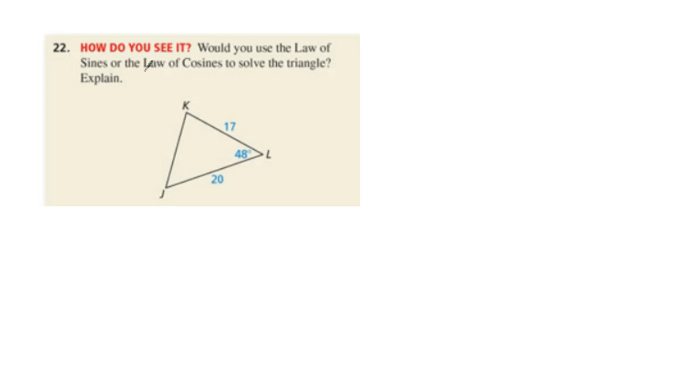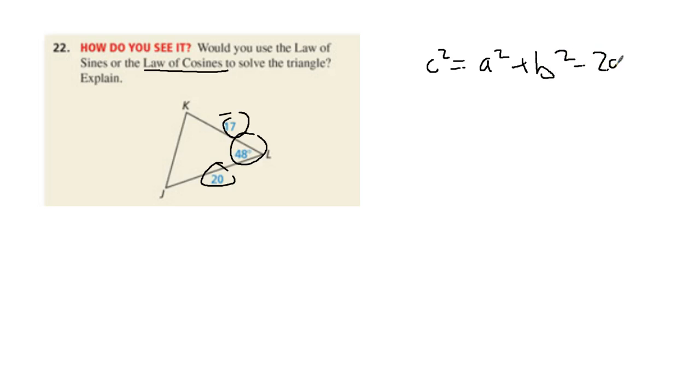I would use the law of sines, but I would not use the law of sines. I would use the law of cosines because I have two sides and an angle, so it fits perfectly in c squared equals a squared plus b squared minus 2ab cos C. This is the a, that's the b, and that's the angle C. Done. The angle has to be in between the two sides, by the way.